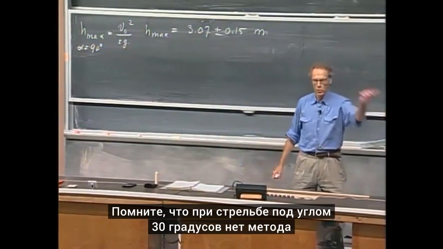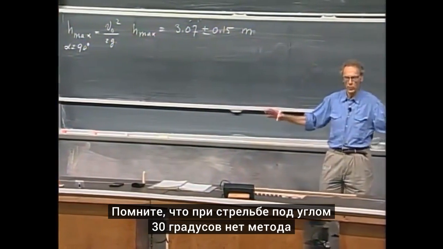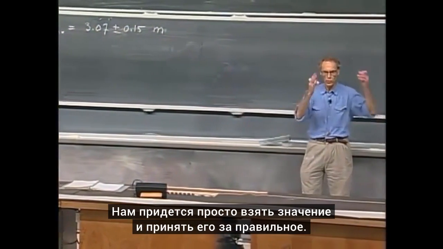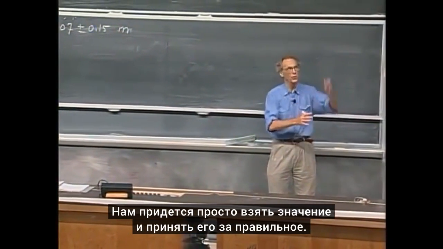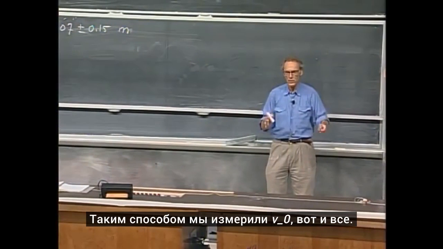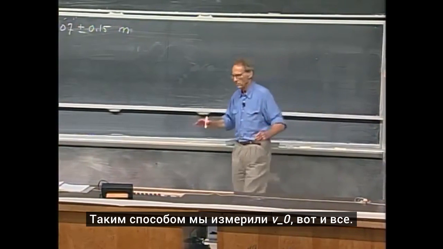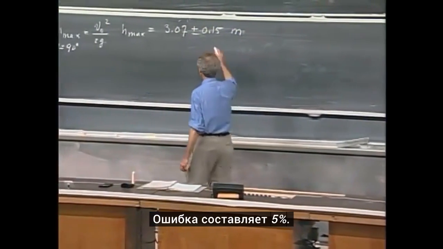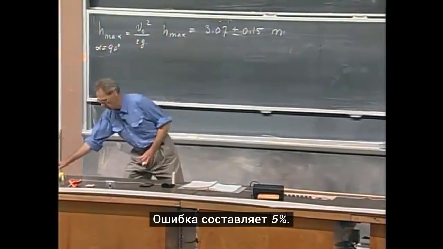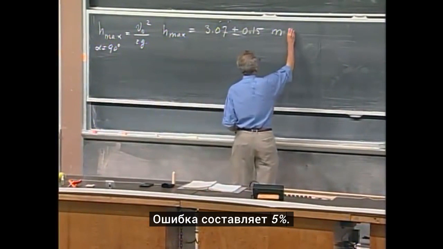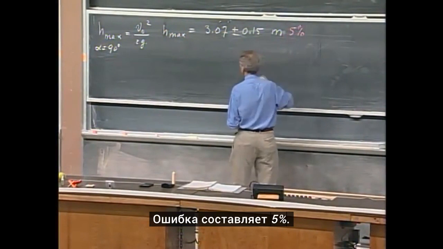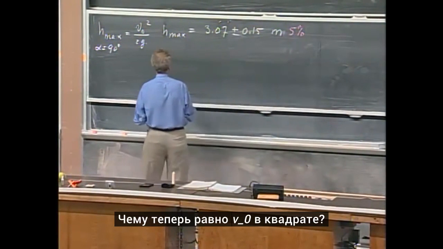I therefore would feel most comfortable if you allow me an uncertainty of 15 centimeters in that height. Remember, once we start shooting at 30 degrees, there's no way that we can evaluate the velocity anymore. We have to just take this value at face value. This is the way we've measured v0, and that's it. This is a 5% error. 5%.